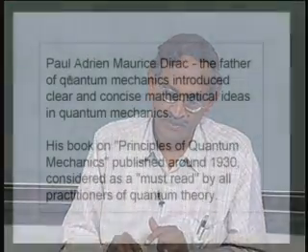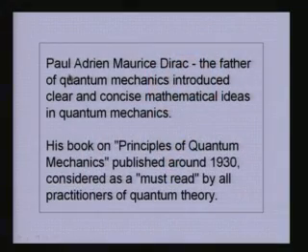I would, in passing, make a remark which is very important in recognizing the fundamental contributions of Paul Adrien Maurice Dirac, the English physicist. He is the father of quantum mechanics and introduced clear and concise mathematical ideas in quantum mechanics. He also generalized the Schrodinger equation to the relativistic motion of the electron and derived the spin quantum number as the 4th quantum number through his formalism, for which he eventually shared the Nobel Prize in 1933.